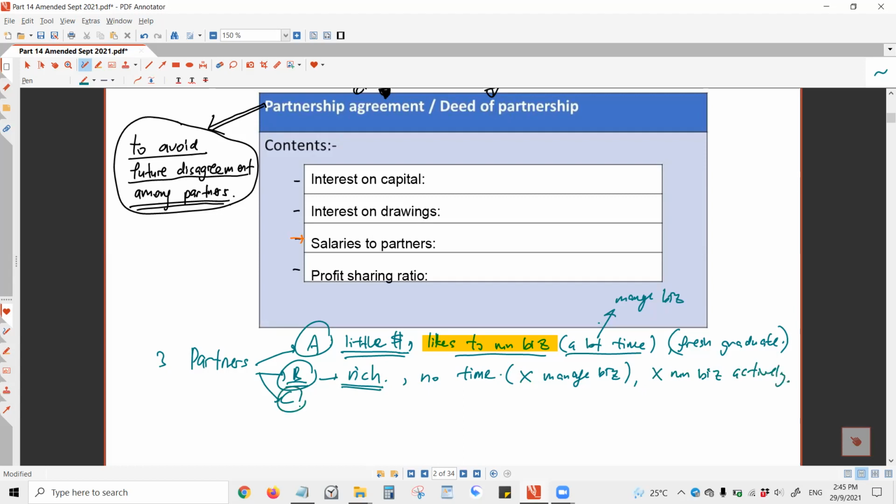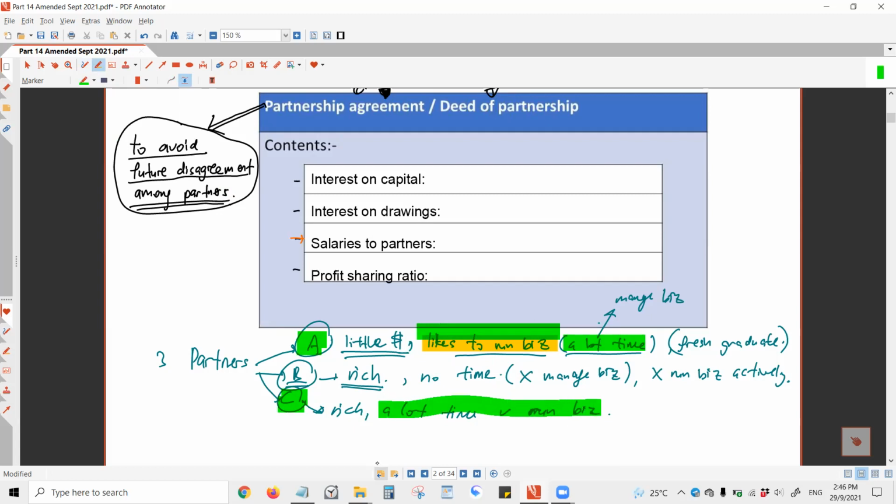Okay, partner C. I won't talk about partner C, you just try to describe it, because I have enough lines here for me to explain. Maybe partner C is rich, and at the same time, partner C has a lot of time in running the business. Sorry, I know it's very ugly. You can see, among the 3 partners, partner A can run the business with a lot of time, and A likes to experience running a business. And C, even though C is rich, also has a lot of time to run the business.